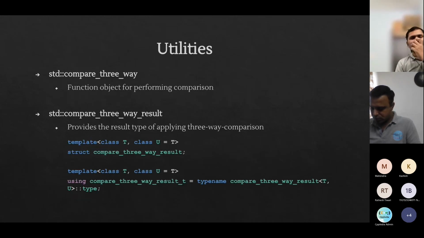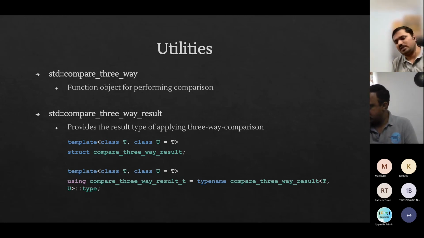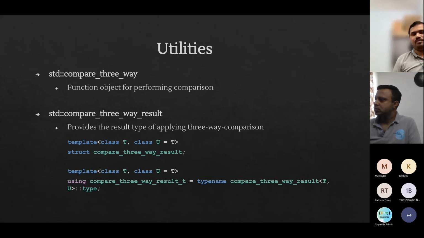Now coming to some utility functions, we have the spaceship operator, that is still fine. But if you remember, we have the less than and greater than operators, and along with that we have std::less, std::greater, the function objects for performing different types of comparison. Similarly, along with the spaceship operator, they have provided a function object for performing a three-way comparison, which is nothing but std::compare_three_way.